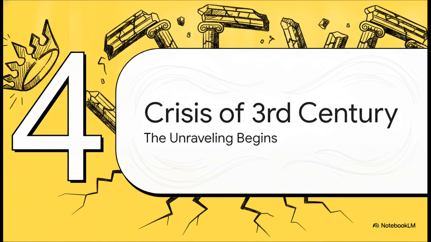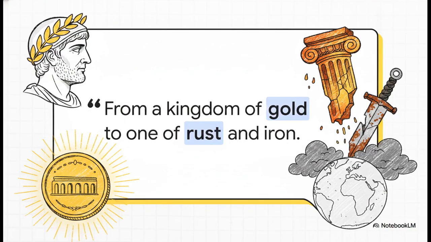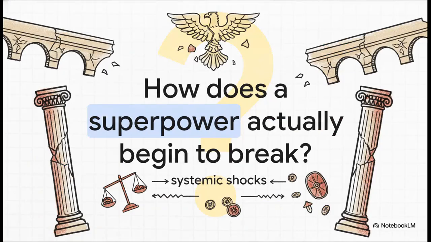Section 4. Crisis of the 3rd century. The unraveling begins. The historian Cassius Dio really hit the nail on the head when Emperor Commodus took power in 180 AD. He described it as a plunge from a kingdom of gold to one of rust and iron. The Pax Romana was officially dead. Which begs the question, how does a tightly wound superpower of 100 million people actually start falling apart?